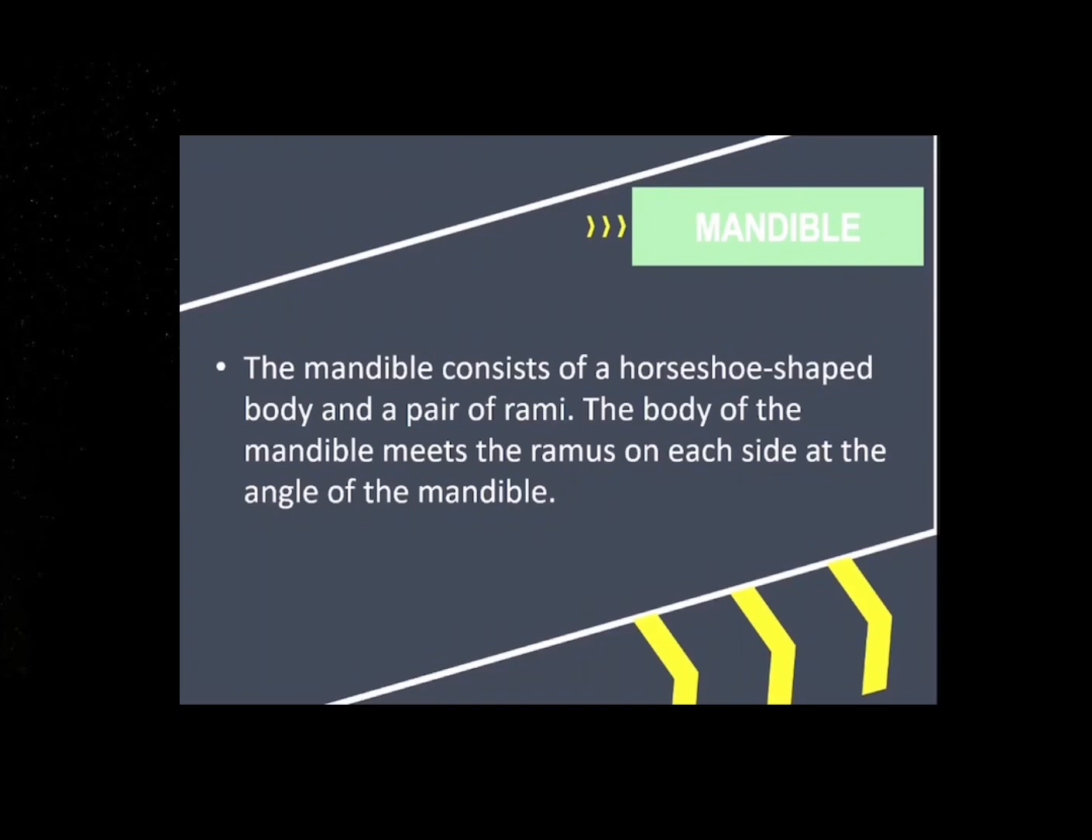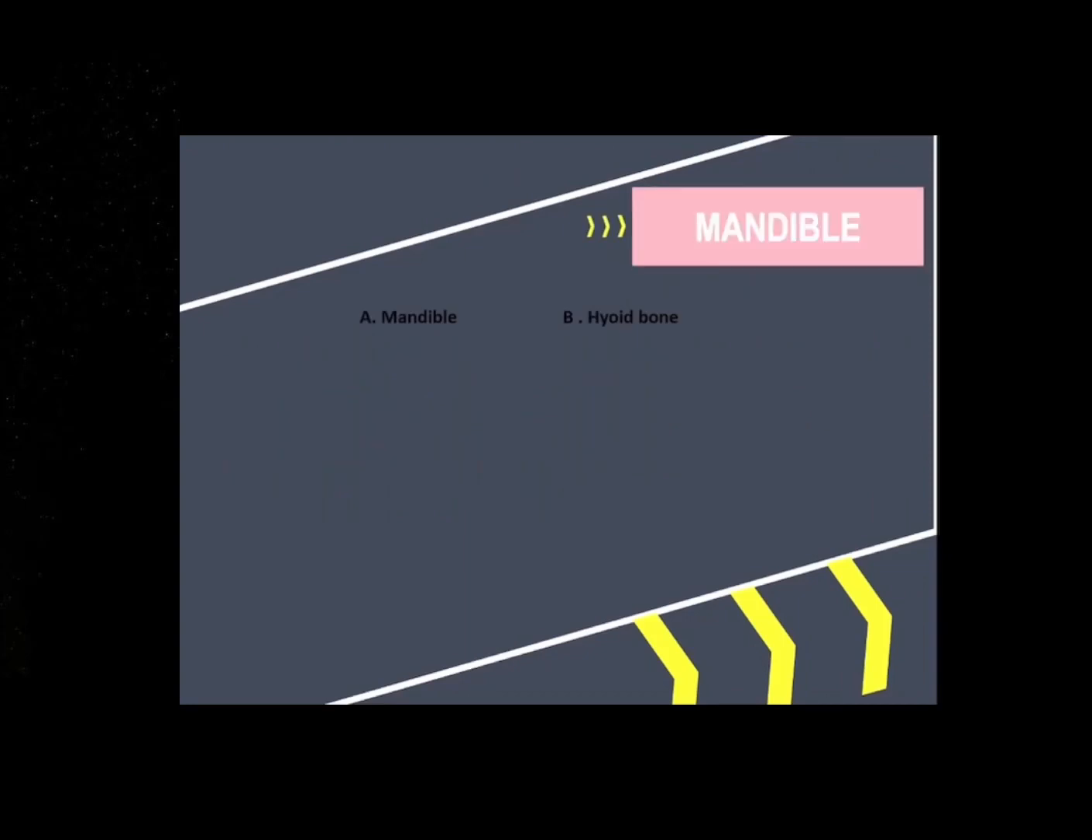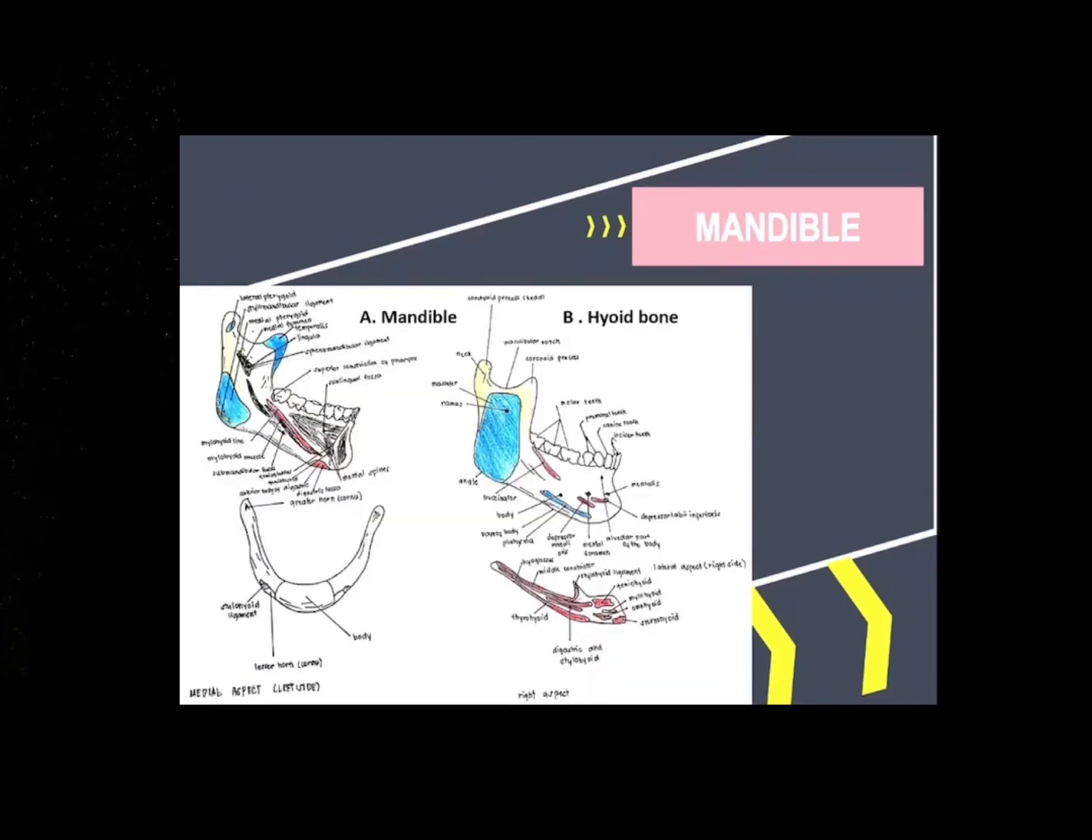The body of the mandible on its external surface in the middle has a faint ridge indicating the line of fusion of the two halves during development, at the symphysis menti. The mental foramen can be seen below the second premolar tooth. It transmits the terminal branches of the inferior alveolar nerve and vessels.